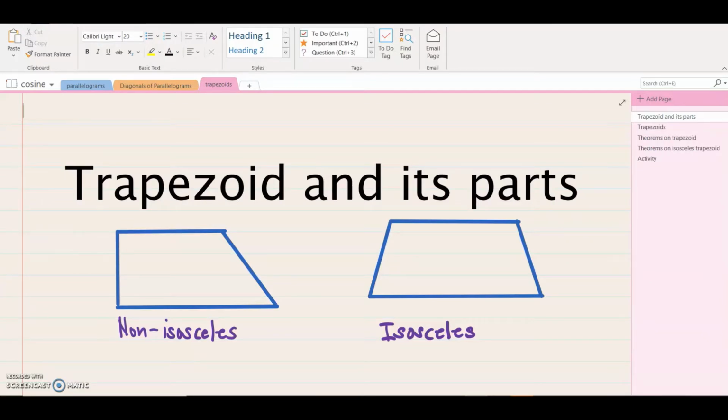So, hello. Good day to all of you. For today, we're going to discuss all about trapezoids and its parts.